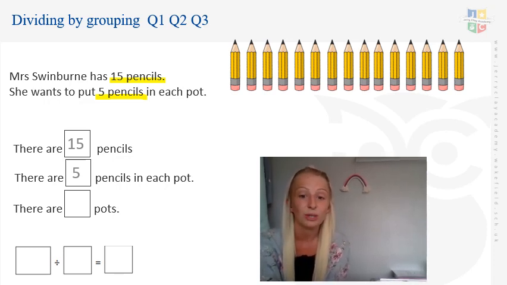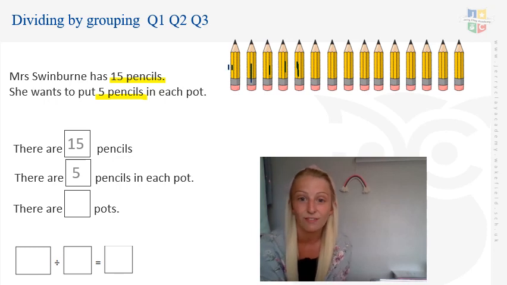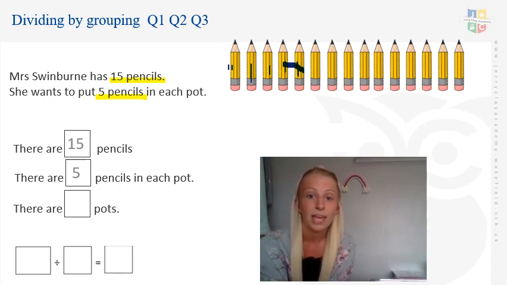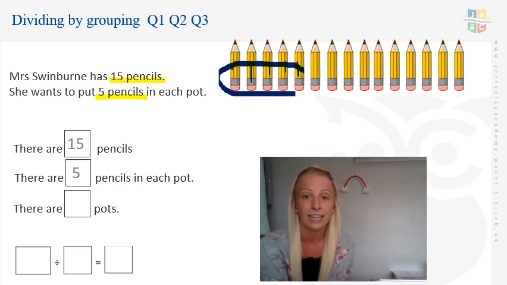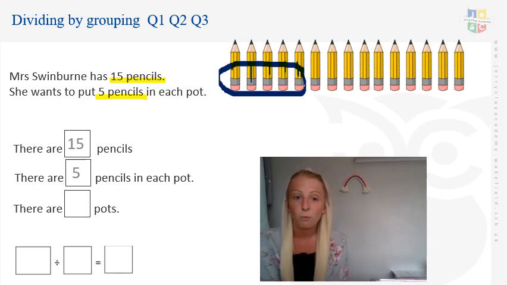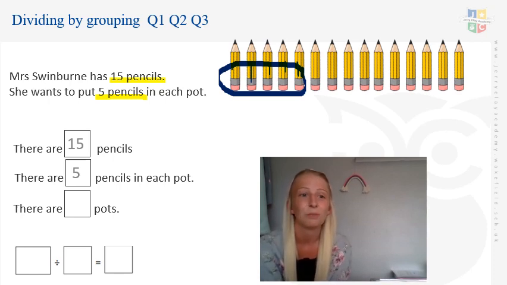So I'm going to use my grouping tool. You can do this with your pencil. So I need 1, 2, 3, 4, 5. So I've crossed and counted 5. Then I can put them in a group. I'm just going to draw a little pot around them. So I've got 1 pot of 5 because Mrs. Swinburne wants to put 5 pencils in each pot. Now I've got some pencils left.